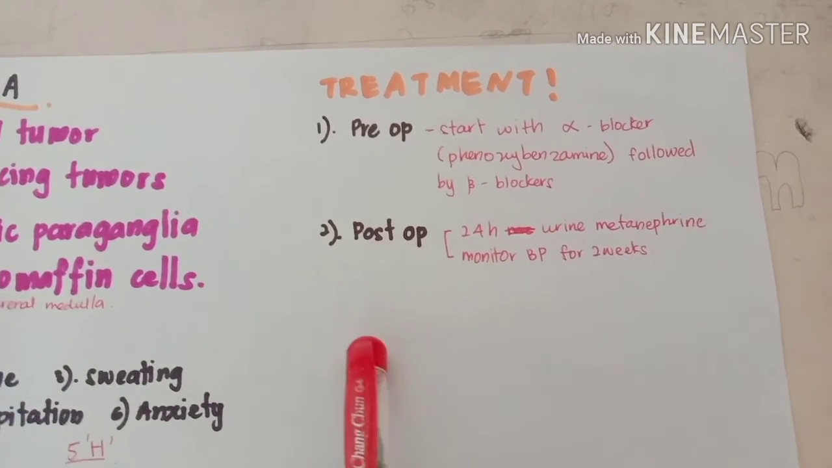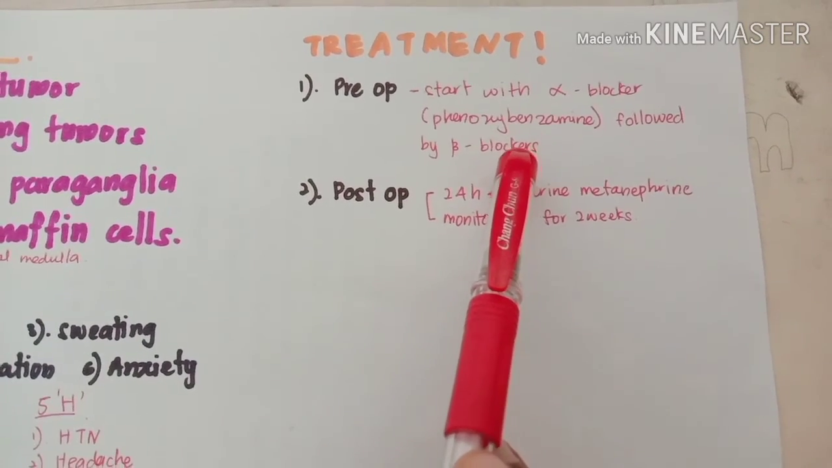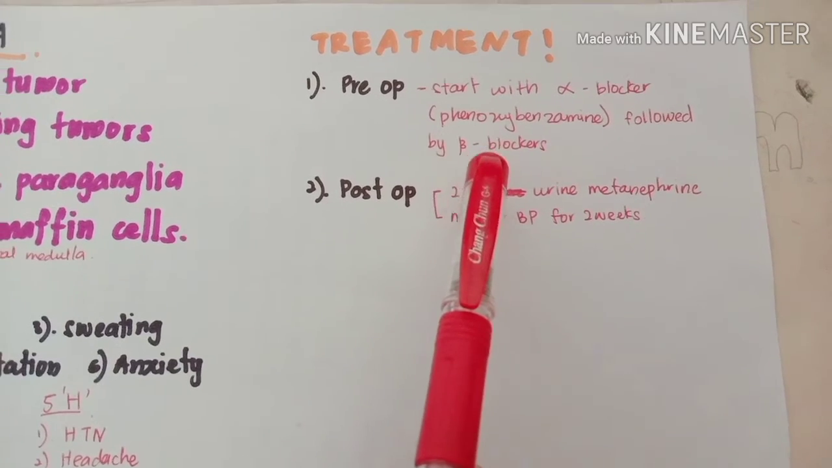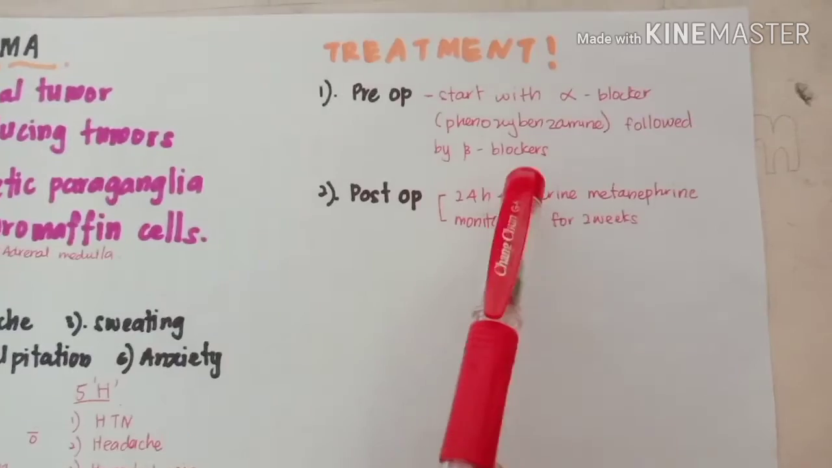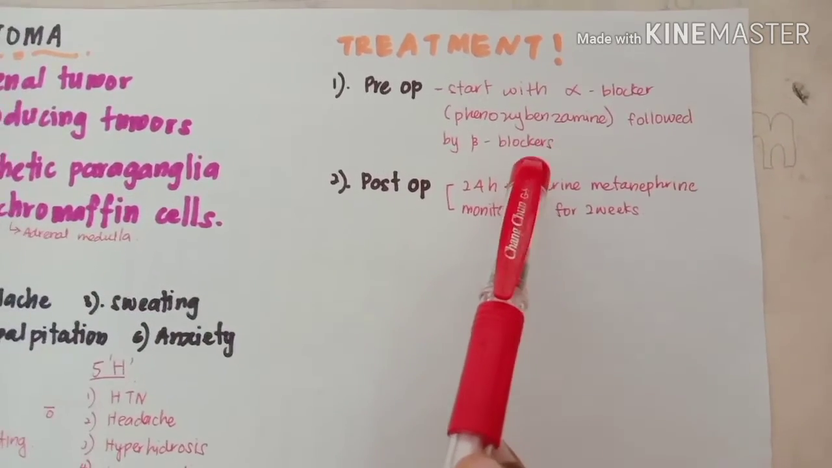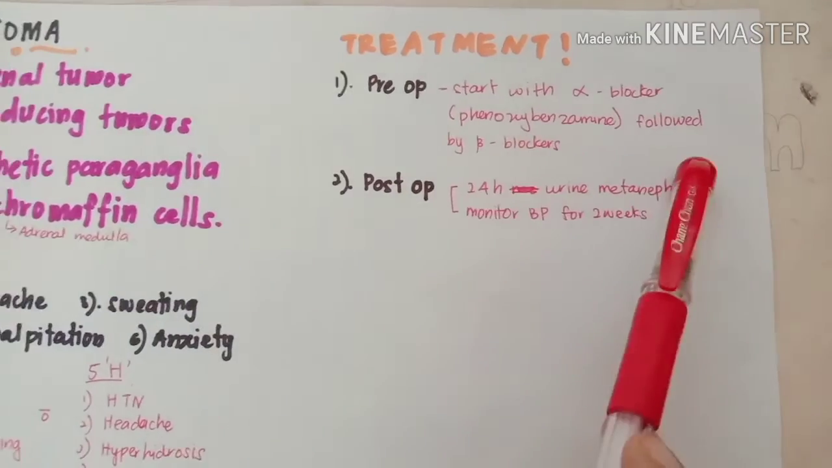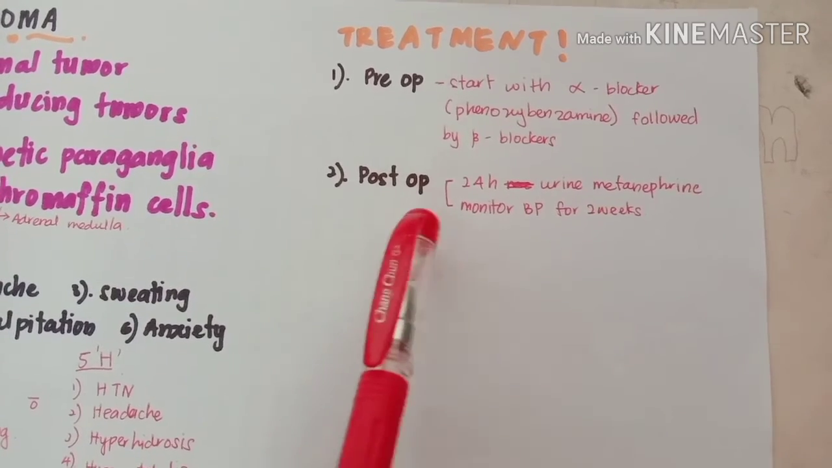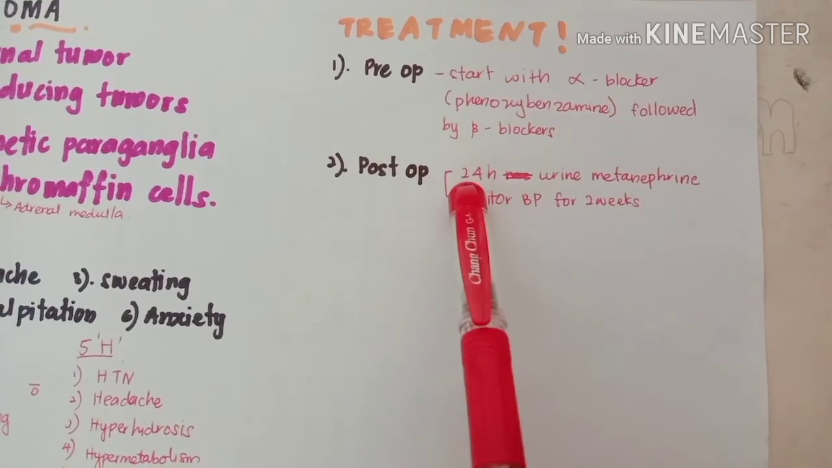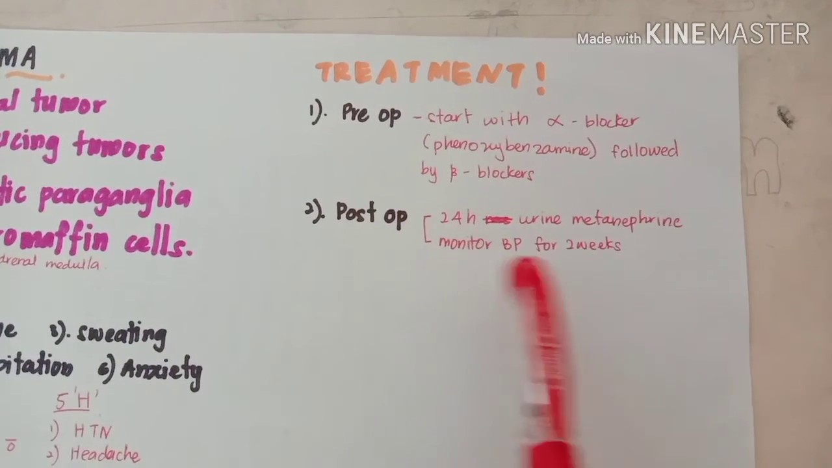This preparation has to be done 4 to 6 weeks before the surgery occurs. So this will be an elective surgery. After the surgery is done, for post-op preparation, you have to check the 24-hour urine metanephrines and monitor BP for 2 weeks.